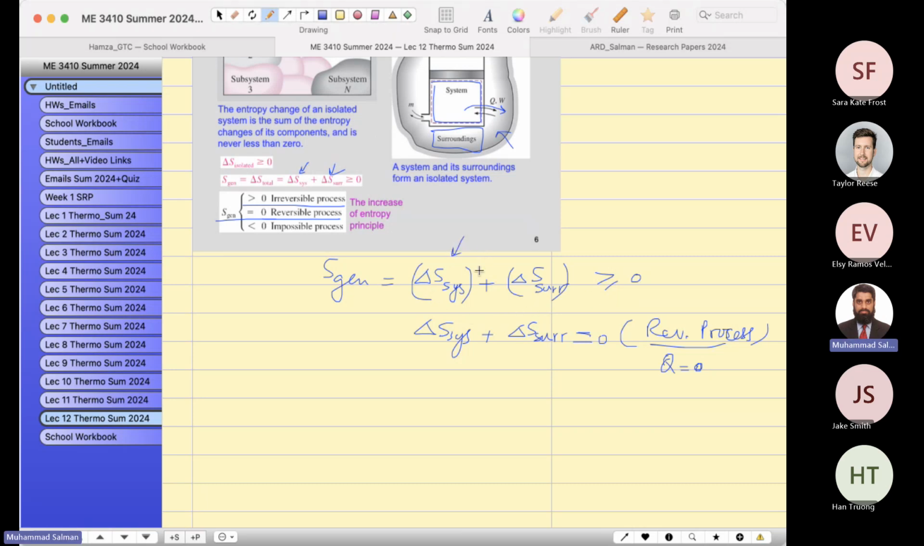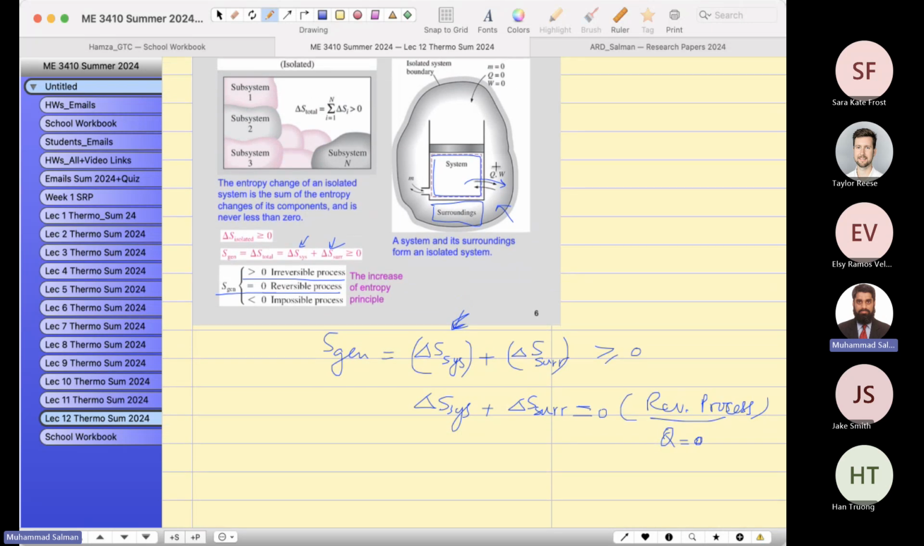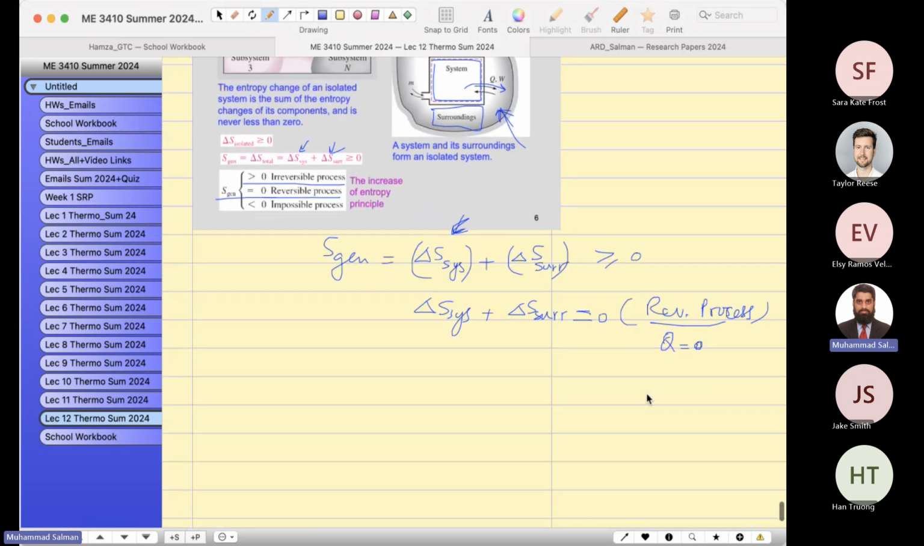For one part it could go negative. If you just consider the system, when heat is lost from the system, then the entropy change would be negative. But on the other hand, the surroundings are gaining heat. If you add those two numbers, in the end you will see the entropy generation is positive, and it is impossible to have negative entropy generation in any case. Do you understand this concept of entropy?